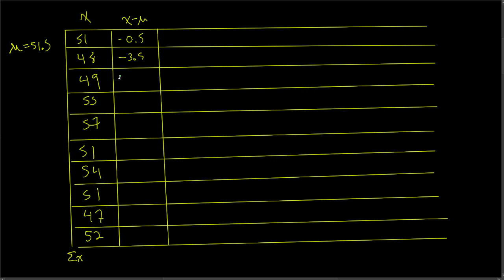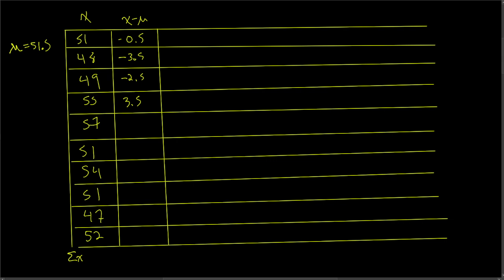49 minus 51 is negative 2.5. 55 minus 51 is 4. Or I'm sorry, 49 minus 51.5 is negative 2.5. And 55 minus 51.5 is 3.5.